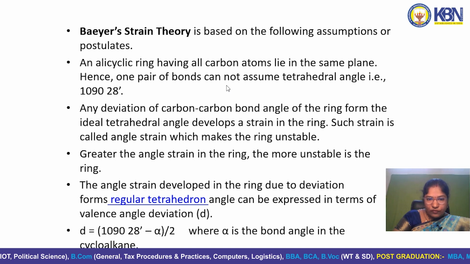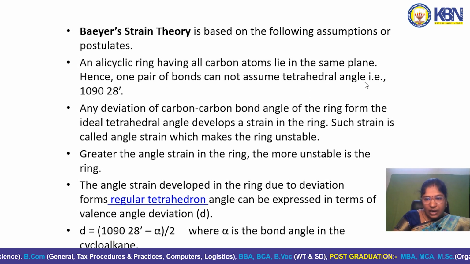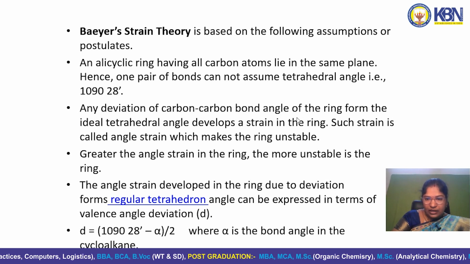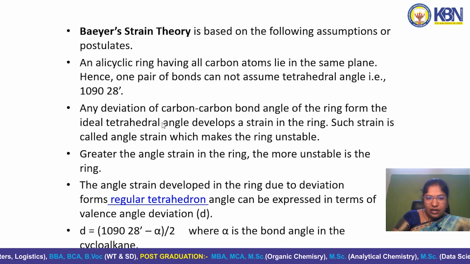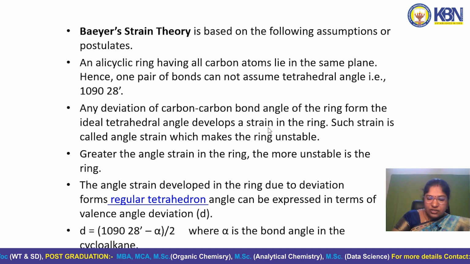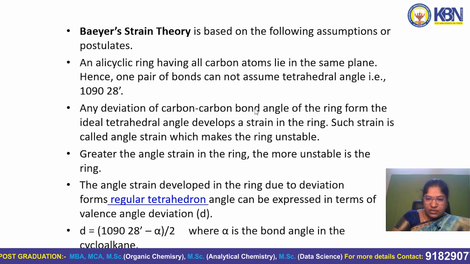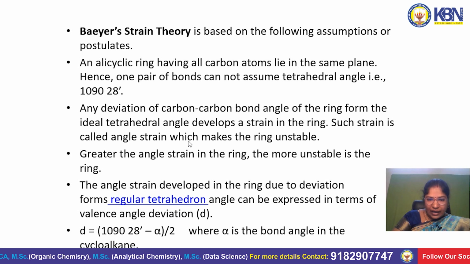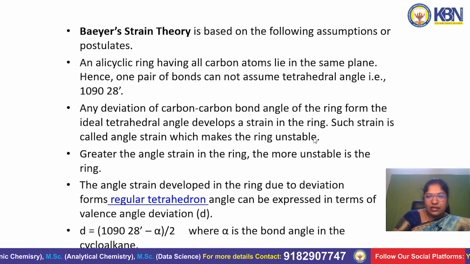Hence, one pair of the bonds cannot assume the tetrahedral angle, that is 109 degrees 28 minutes. Any deviation of the carbon-carbon bond angle in the ring from the ideal tetrahedral angle develops a strain in the ring. If any deviations are present in the forms, there will be strain present. Such strain is called the angle strain, which makes the ring unstable.